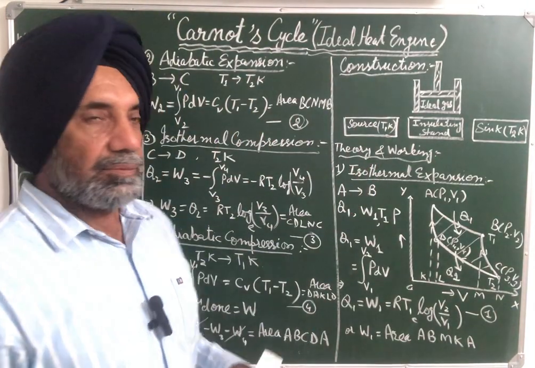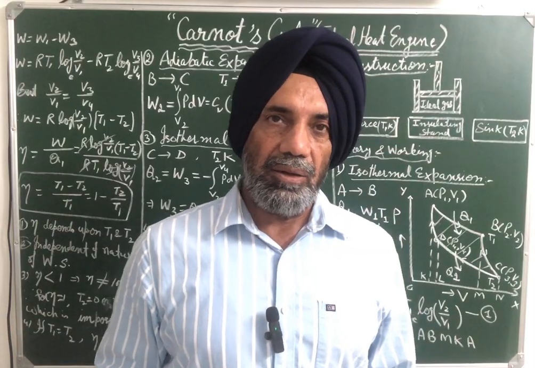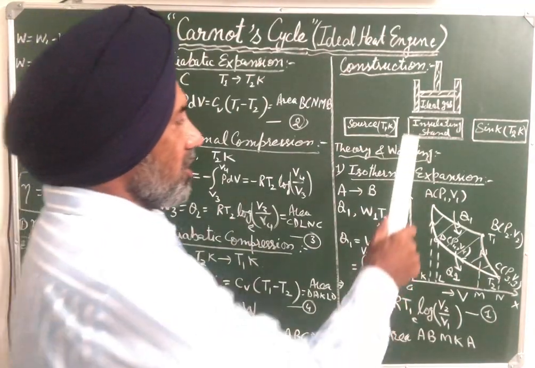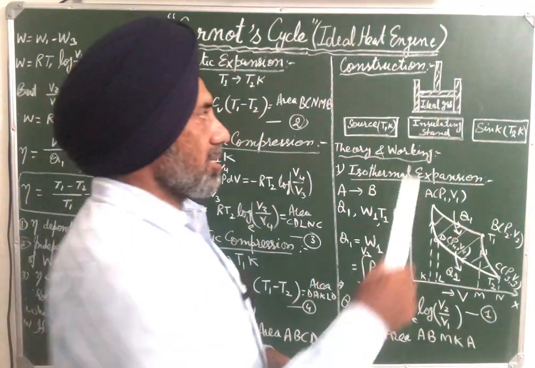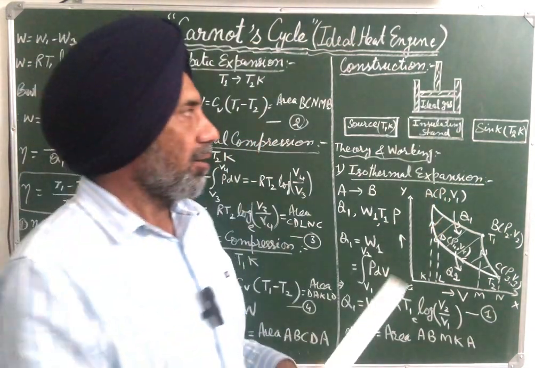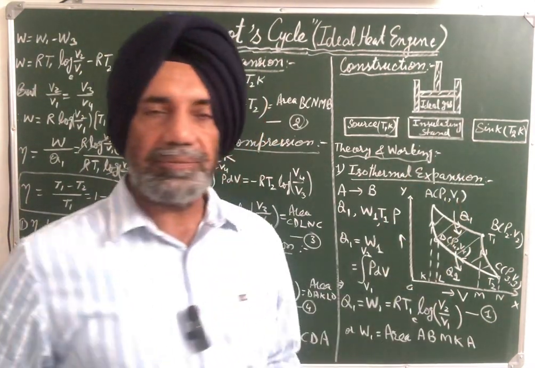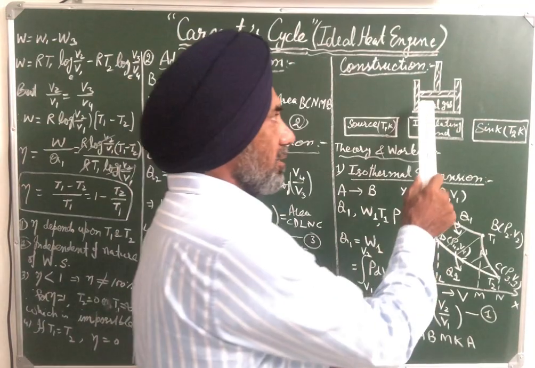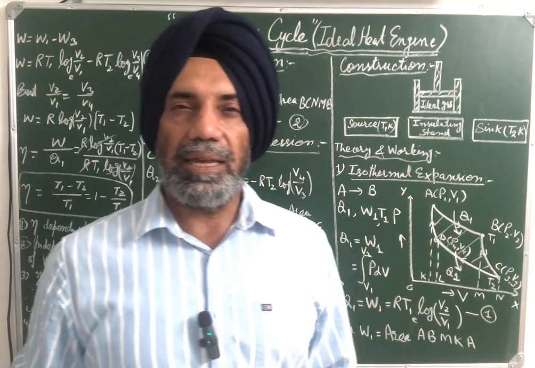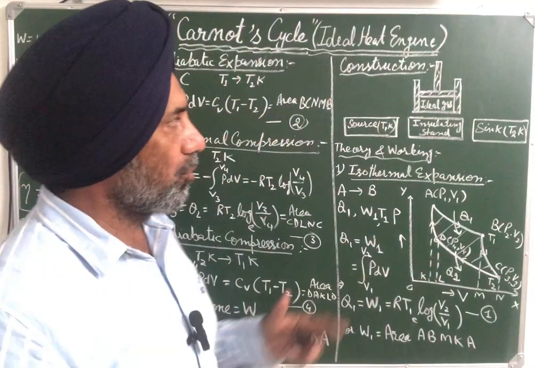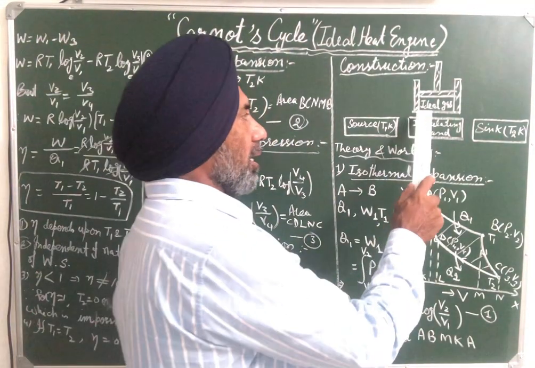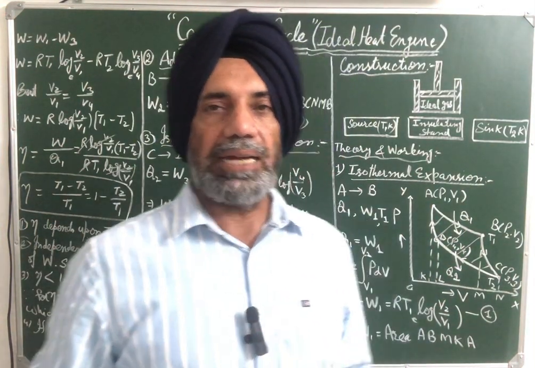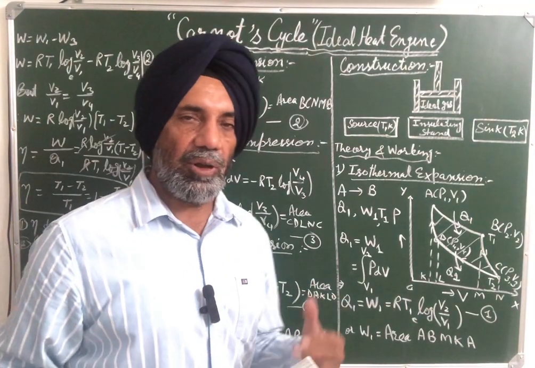Now, first of all, what are the main parts of this Carnot cycle? It consists of number 1, a cylinder fitted with perfectly non-conducting walls and perfectly conducting bottom, and a frictionless piston which is free to move up and down, placed on an insulating stand containing 1 mole of an ideal gas at initial pressure P1, volume V1, temperature T1.